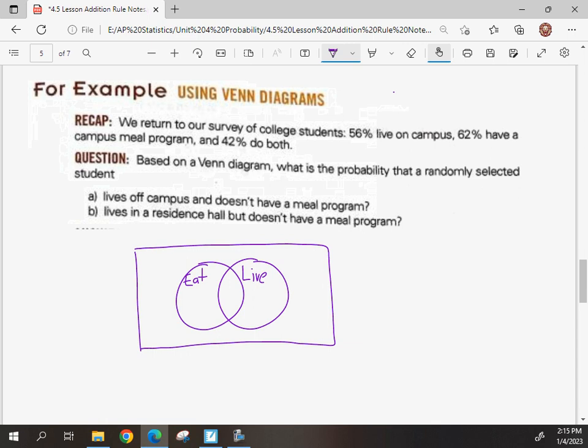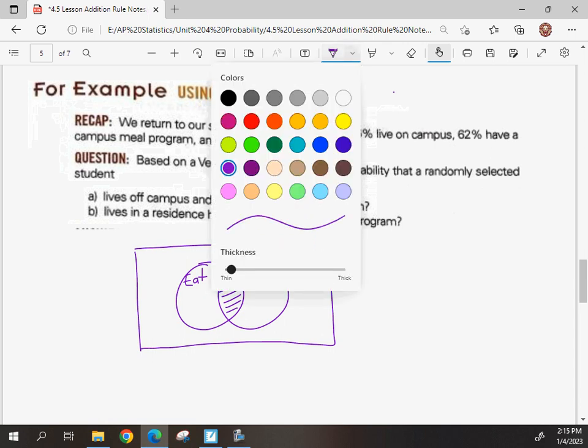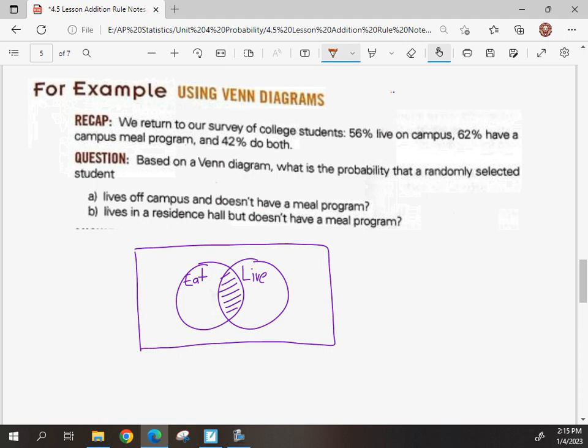And then, of course, we have those that do both. This space in the middle represents the area of students who live on campus and have a meal program. So that is 42% of our students. So I can start labeling this Venn diagram. And again, you probably have experience with this.